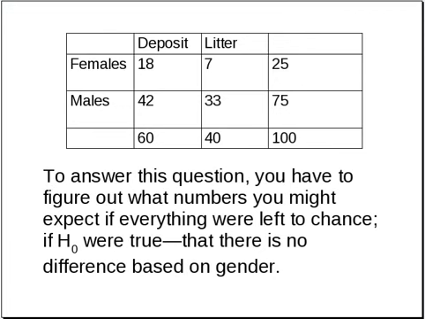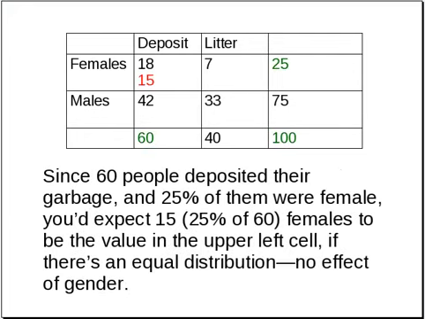To answer this question, you have to figure out what numbers you might expect if everything were left to chance. That is, if the null hypothesis were true, that there is no difference based on gender. In that case, you would expect the responses to be equally distributed through all the possibilities. So since 60 people deposited their garbage, that's the total for this column, and 25% of them were female, you would expect, by pure chance, 15, or 25% of 60 females to be in this value here in the upper left cell. Again, that's if there's an equal distribution with no effect of gender.